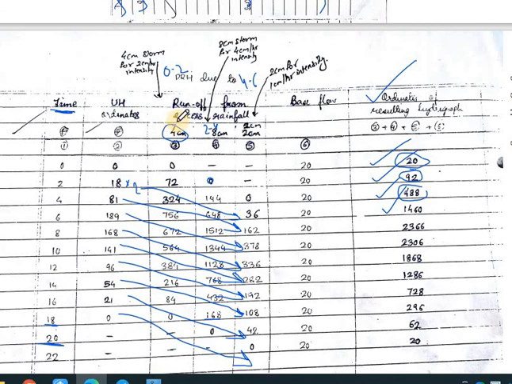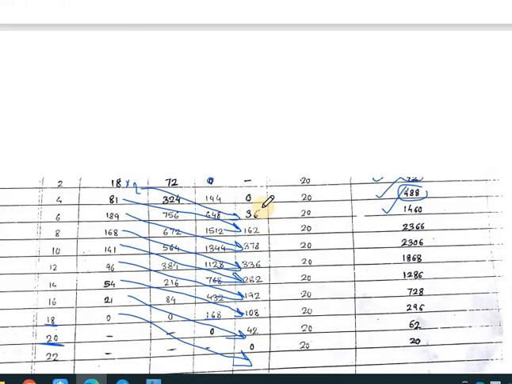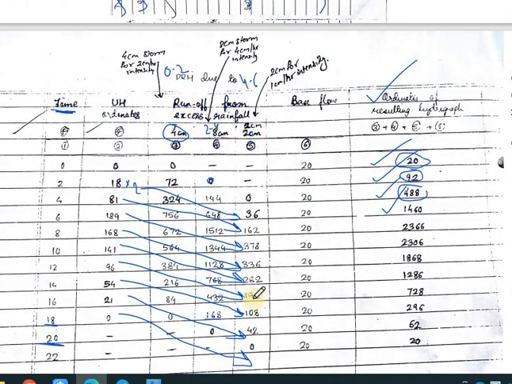Okay, that is if the excess rainfall is also given. We'll stop over here. Later we'll discuss in some other class. Okay, thank you.